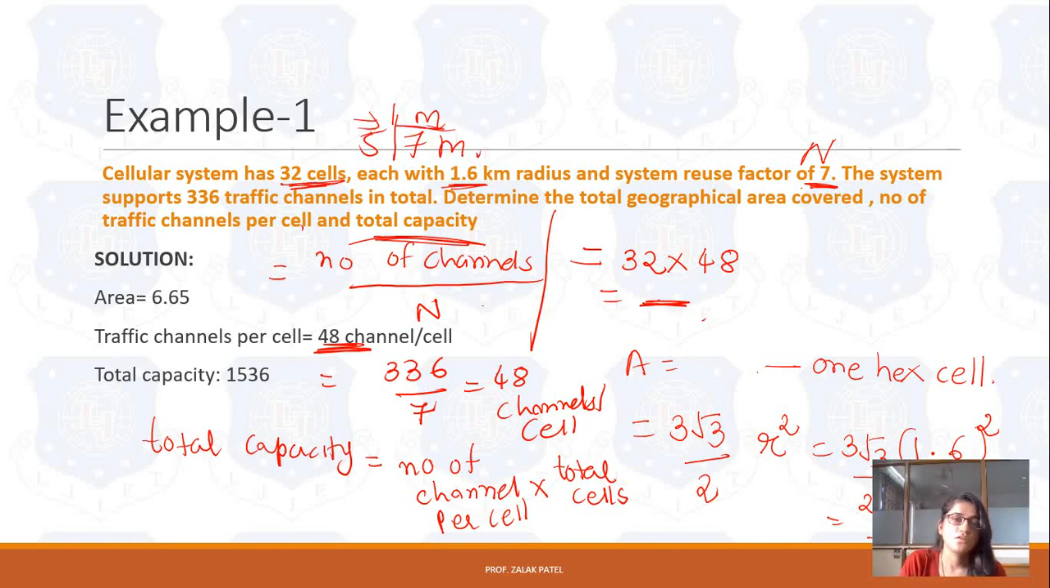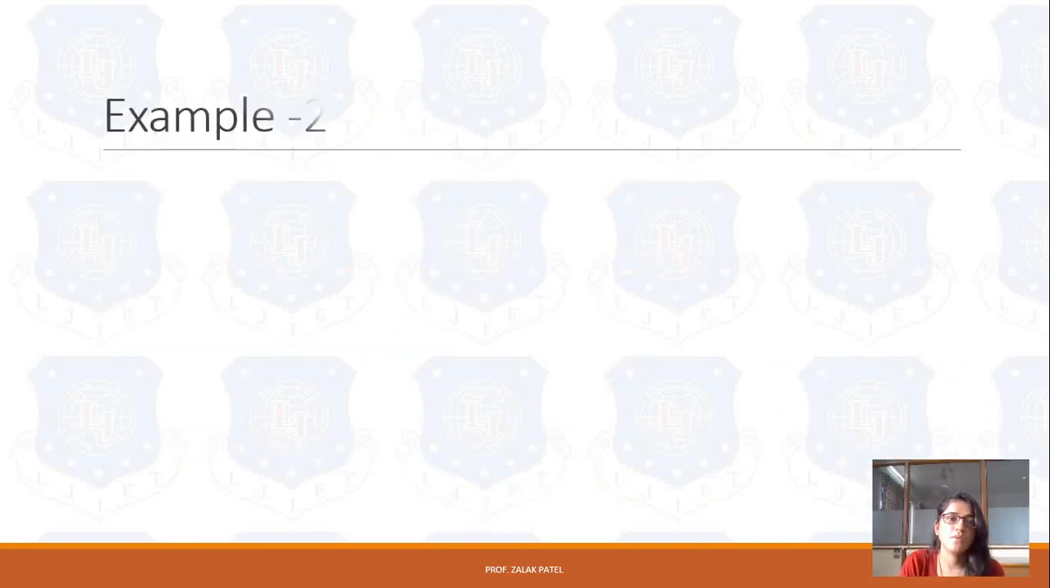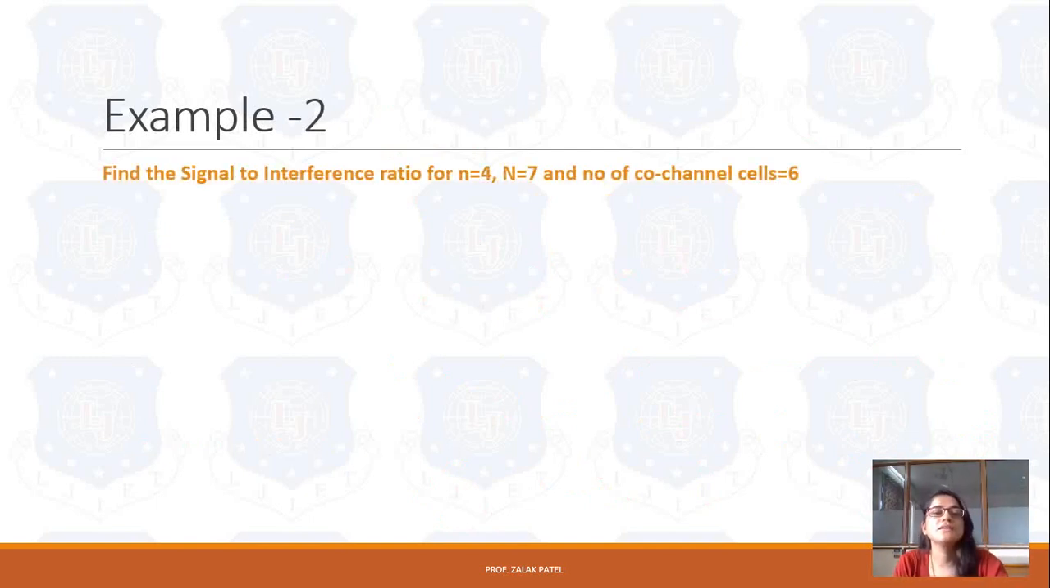Okay. Now let's consider another topic related example, that is to find the signal to interference ratio for n equal to 4. Here n equal to 4 means the path loss exponent is given. N is called the path loss exponent. Then the cluster size is given.